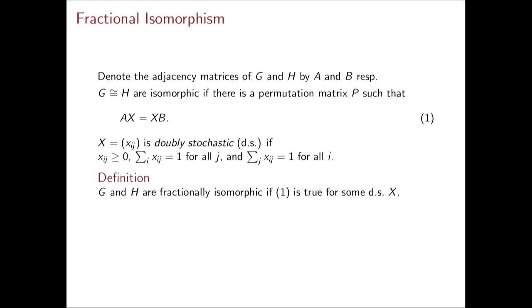If for a doubly stochastic matrix X, doubly stochastic means non-negative entries, the row sums are 1 and the column sums are 1. So the columns look like probability distributions, if you will, and the rows also look like probability distributions. And we know by Birkhoff's theorem that the doubly stochastic matrices form a very nice convex body with extreme points as all the n factorial permutation matrices.